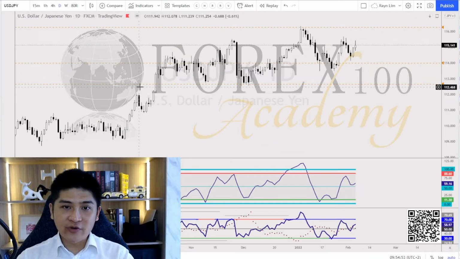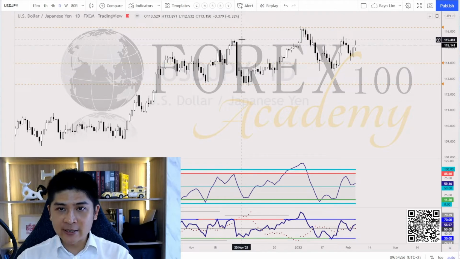So today on the weekly market analysis, let's look at dollar yen. On the daily chart, what we see over here is an uptrend movement, and we have a break and close above over here, and it went on to a consolidation.